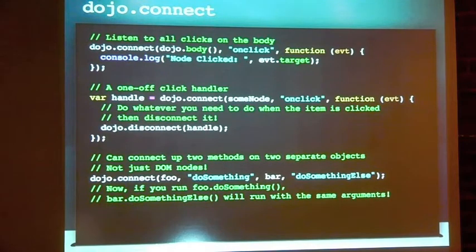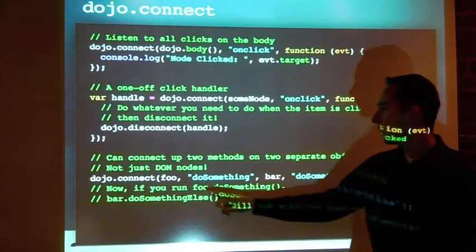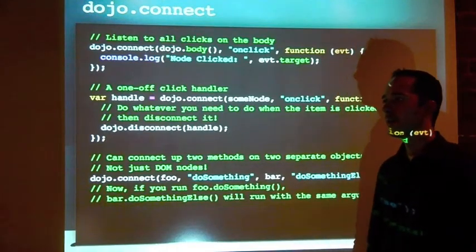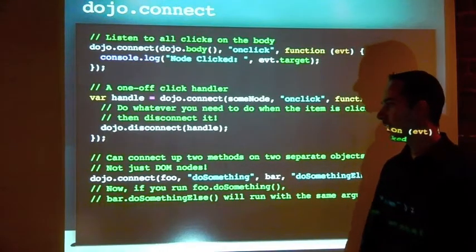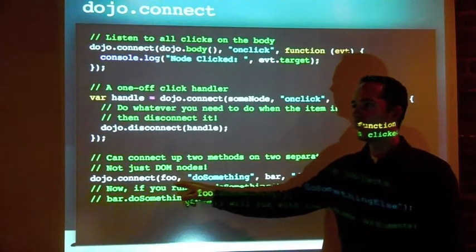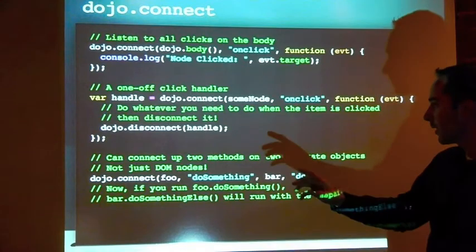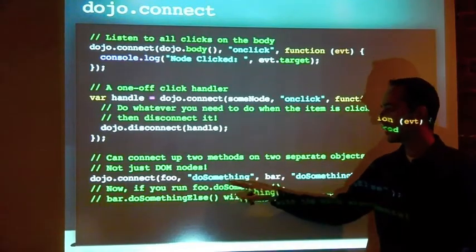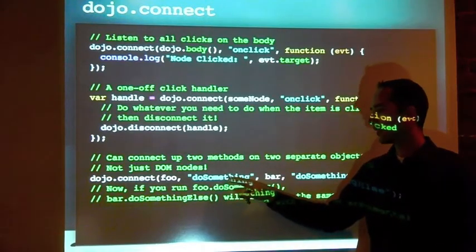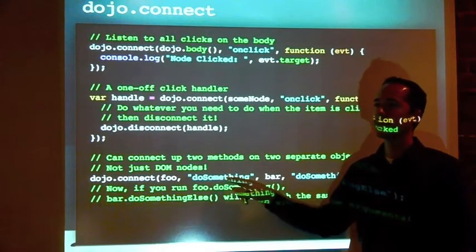And what are foo and bar? I mean, are those event emitters? Obviously they're emitting events, but you said it could be other things than just DOM nodes. Yep. It could be another class, if you have an instance of a class, right? And that's what I was going to mention: this do something that you're listening for doesn't have to be just an event. That's the cool thing about dojo.connect. This can be any function.